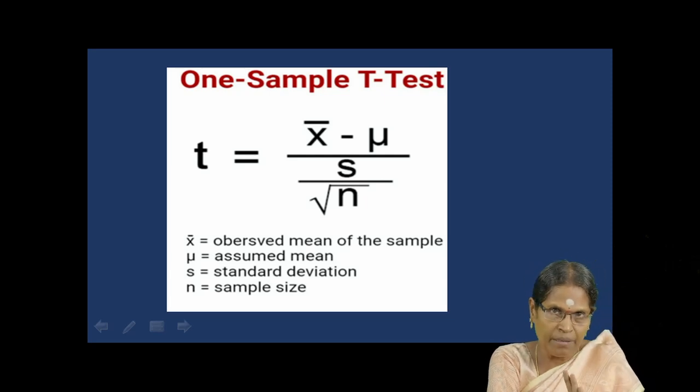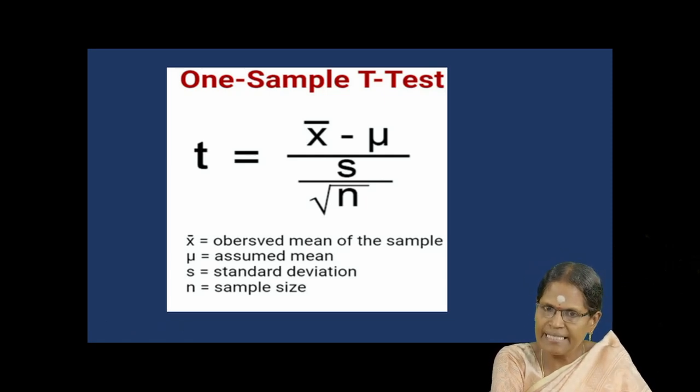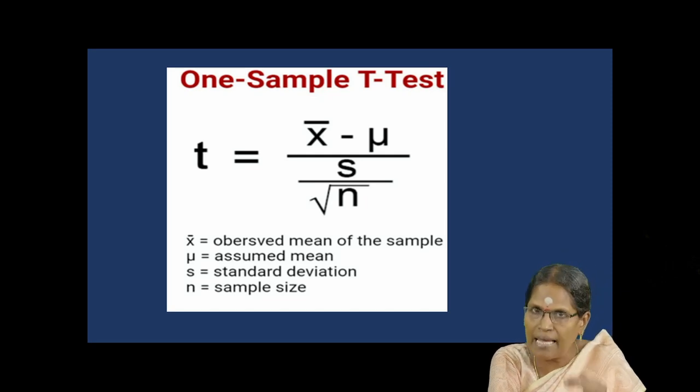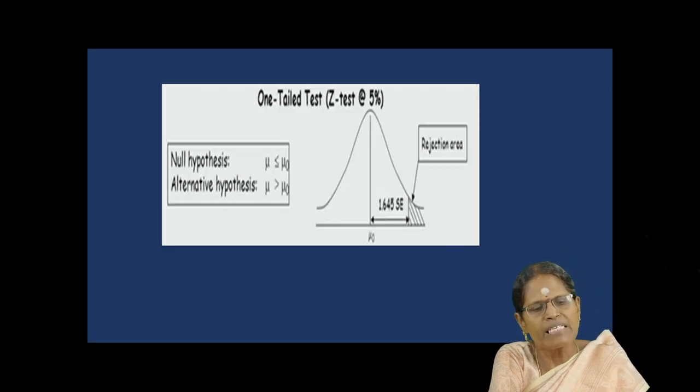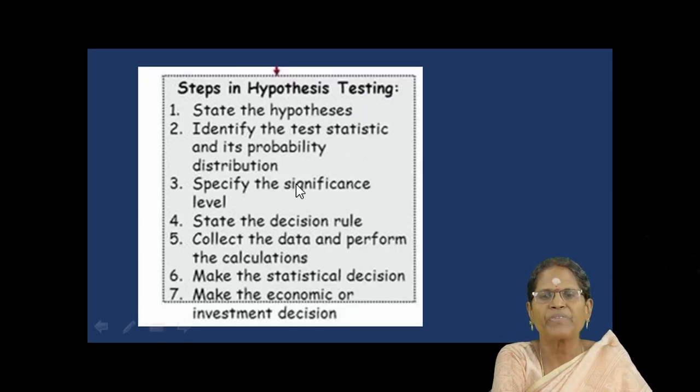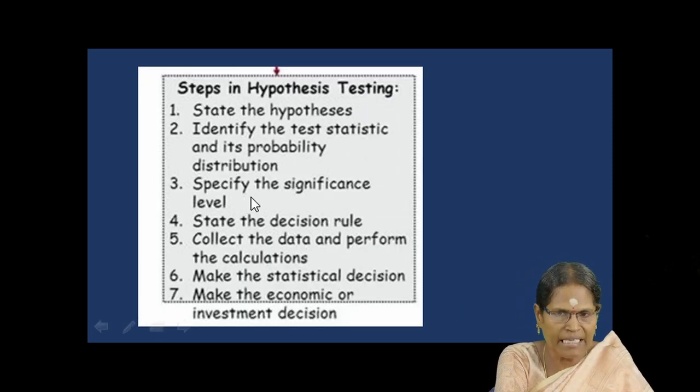There were three simple tests. The t-test is for small samples. When the sample size is less than 30, we can apply the t-test. So, previously we learnt about the steps. Here we have determined the significance level, whether it is 5% or 1% or 10%.